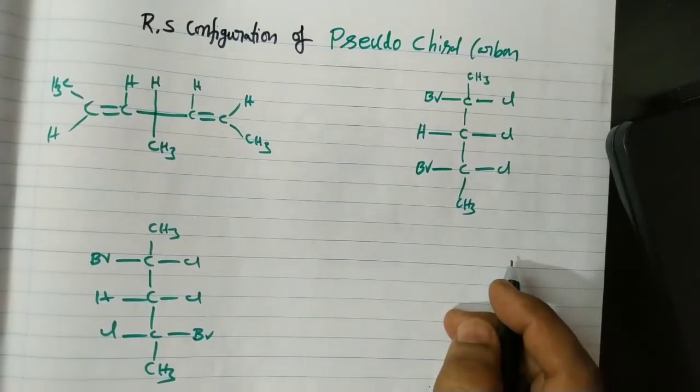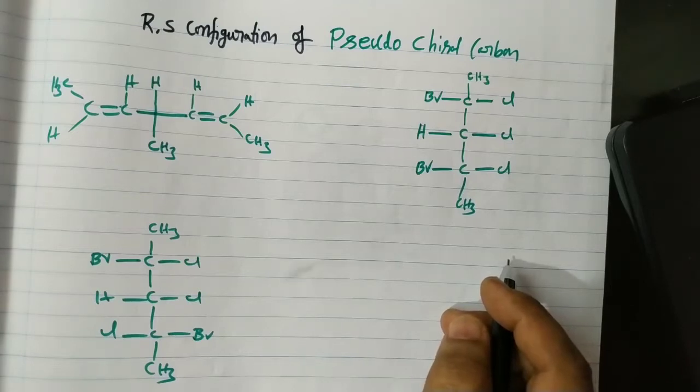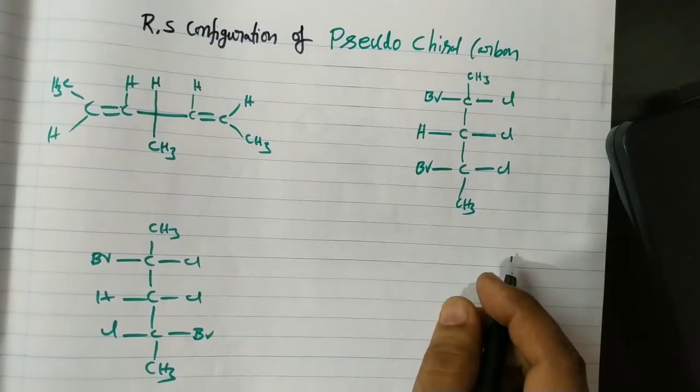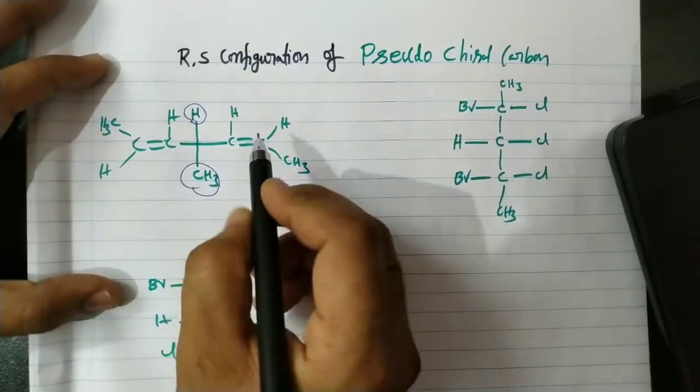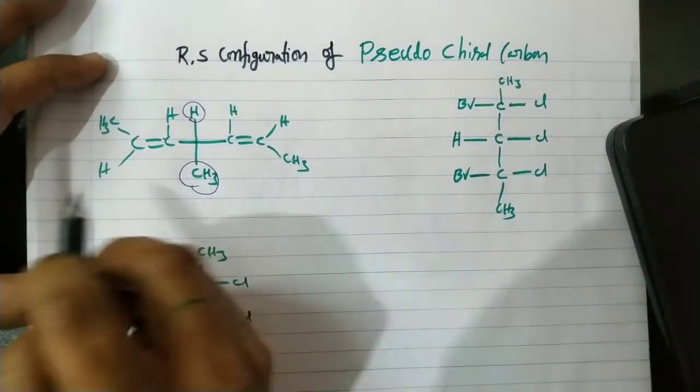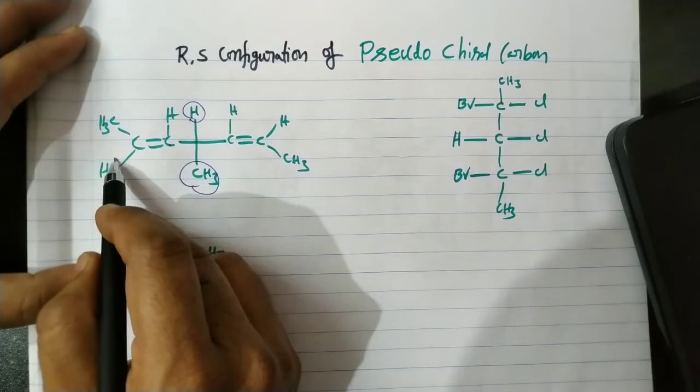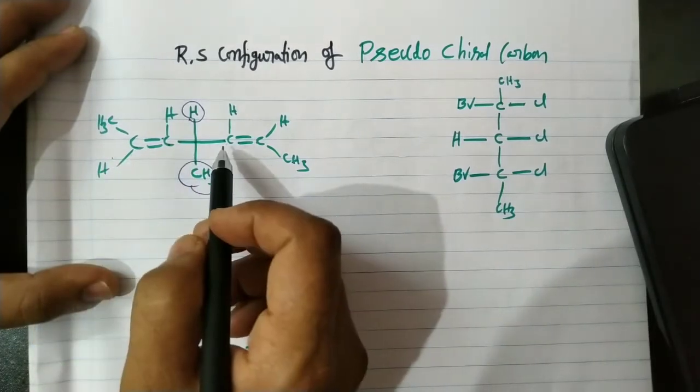Hello students, here I am discussing how to identify the RS configuration of a pseudo chiral carbon. So actually, what is a pseudo chiral carbon? In this case you can see here this hydrogen and this methyl, here CH double bond CH3, here CH double bond CH3. That means these two are structurally the same.